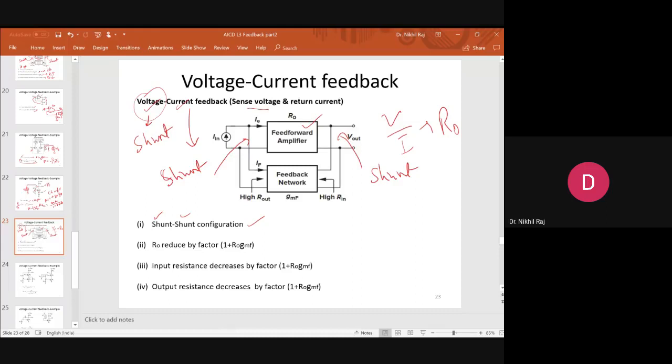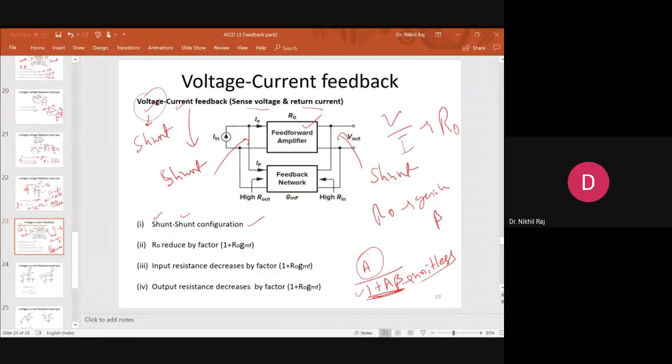It is sensing voltage and returning current, sensing voltage, returning current. Now since the feed forward gain is given by R0, then what should be my beta? Now I know that any gain is reduced by 1 plus A beta. This means this complete factor must be unitless, then only it will add to 1.